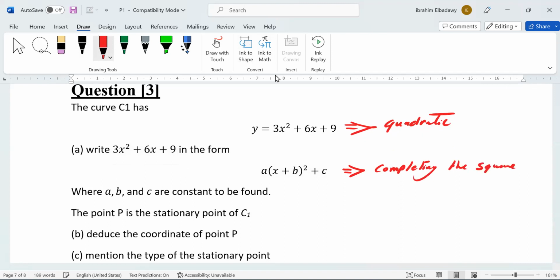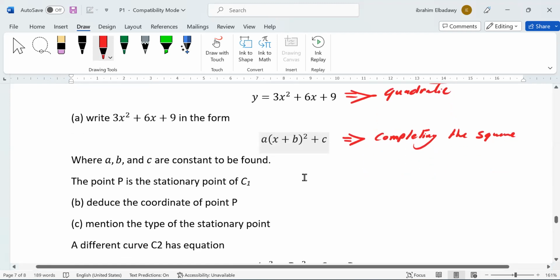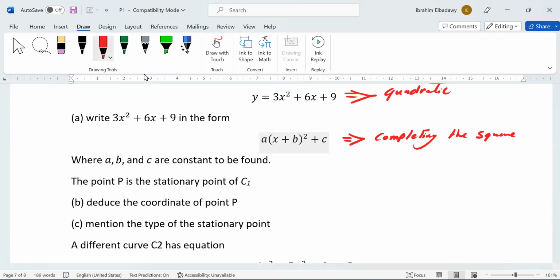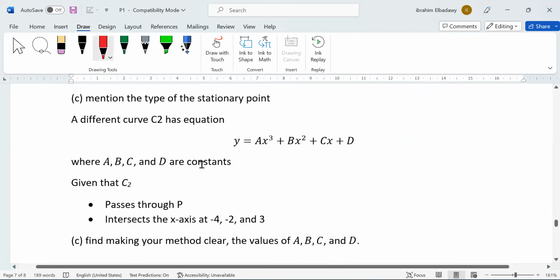Okay. Then he needs the formula for the function in the form of completing the square. Okay, how can you get it? Let us start to write it. But actually at the end he writes where A, B, and C are constants to be found. Don't forget, at the end of your answer you have to write A, B, and C separately and write their values.